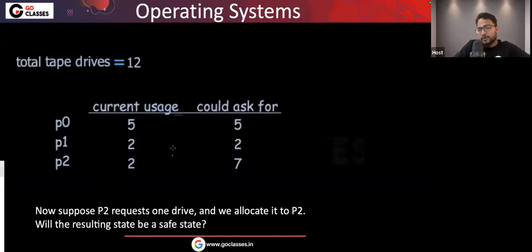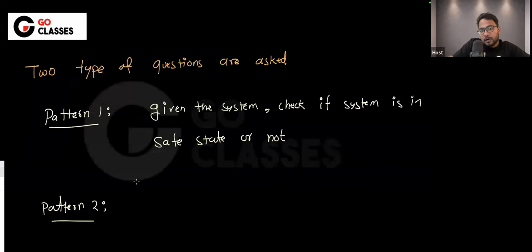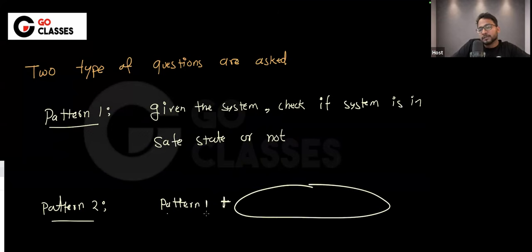Basically they will give the system, and then they will say that obviously it has to be in a safe state. Pattern 2 is basically an addition of pattern 1 plus something. They will definitely ask for the safe state, so they ask for two things. Here pattern 1 is anyway there, plus they will ask for one more thing. The safe state asking is anyway there, plus they ask for something else also.